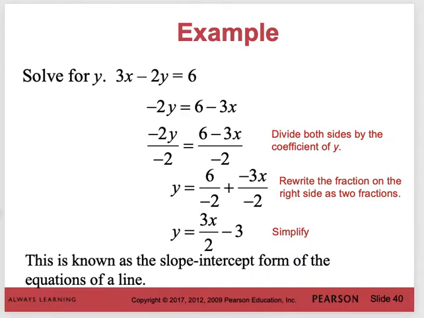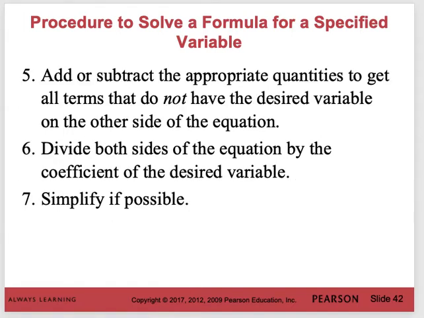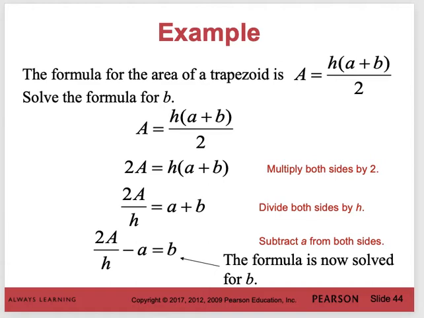Here's another example with solving for a formula using slope-intercept equation form of a line. To solve for a formula, it's the same steps as what we used before. Here's another example. I'm sure you've seen formulas for geometry before to find area of a triangle. Base times height divided by 2 or times 1/2 is the same formula. And then another example for a trapezoid area.